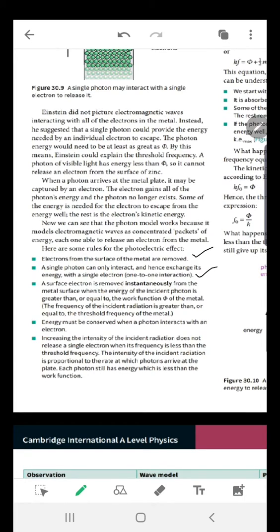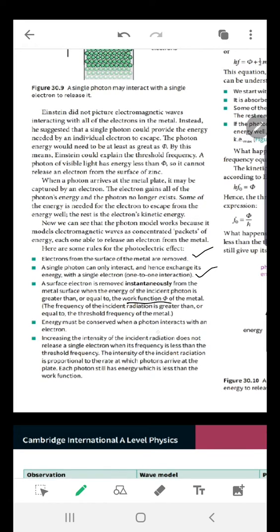A surface electron is removed instantaneously from the metal surface when the energy of the incident photon is greater than or equal to the work function phi. Or in easy words, if it has a threshold frequency or more than that frequency, your electron is going to escape. If the photon incident on that particular metal has energy greater than the work function phi, then the electron is going to escape, else it will just be lying there on the metal.